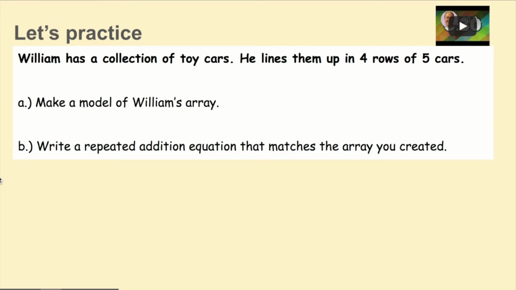Let's practice. Usually when you are reading a word problem, it will tell you if you're paying attention to rows or columns. Let's read this word problem together. William has a collection of toy cars. He lines them up in 4 rows of 5 cars. A. Make a model of William's array. B. Write a repeated addition equation that matches the array you created.